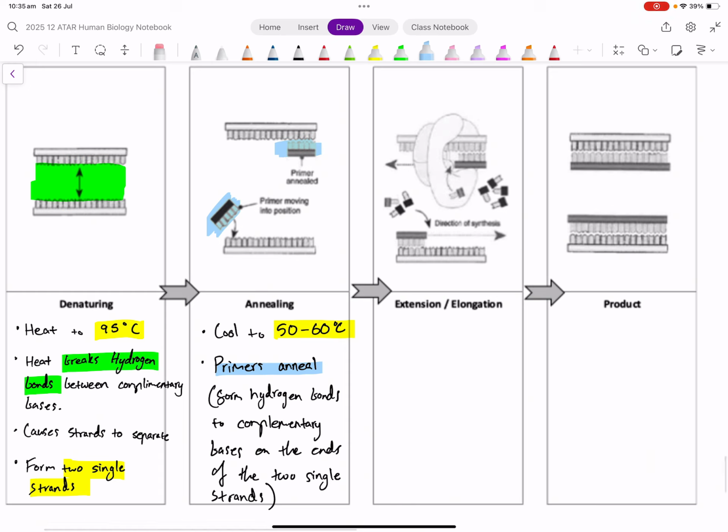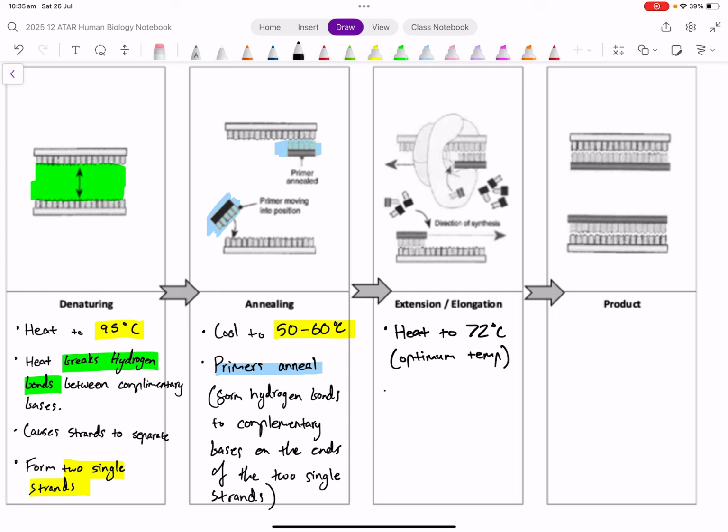So we then move on to the third and final stage, extension or elongation, and during this stage we again heat our mixture up, and we're heating it to 72 degrees Celsius. And this is the optimum temperature for Taq polymerase. So I'll just write optimum temp in here. Remember, Taq polymerase won't denature up until 96 degrees, but is working its best at 72 degrees.